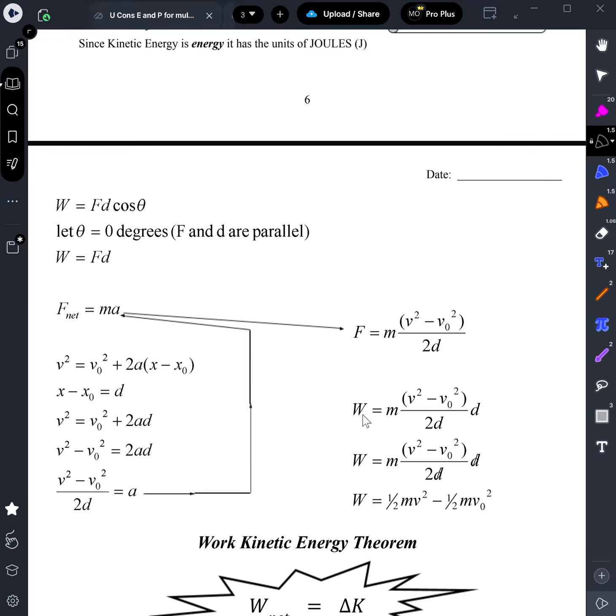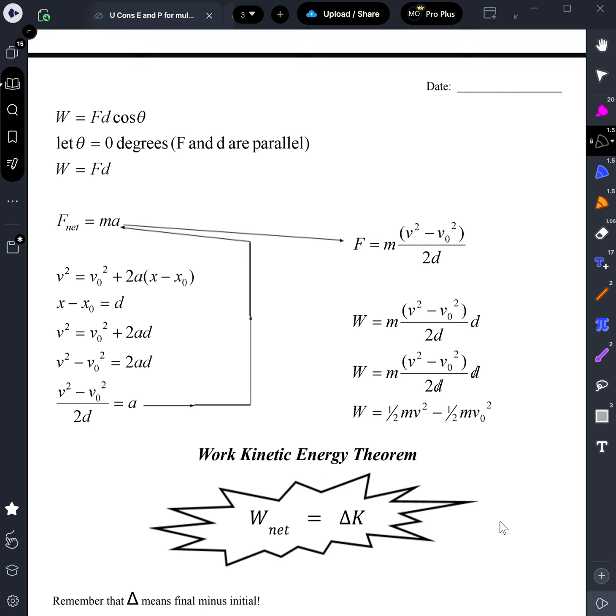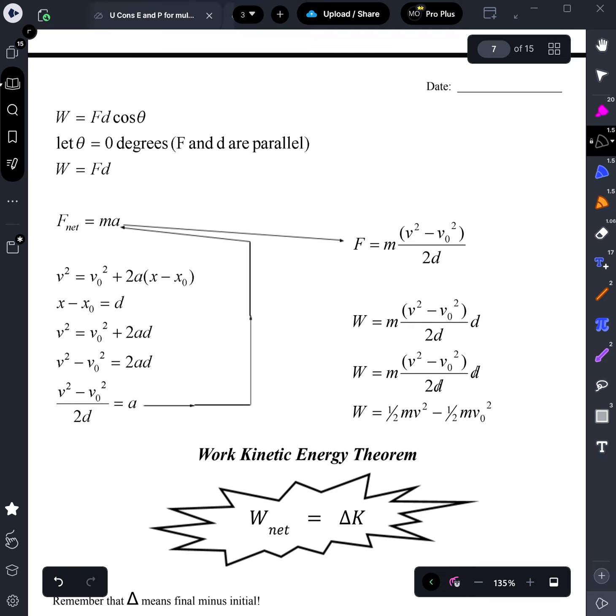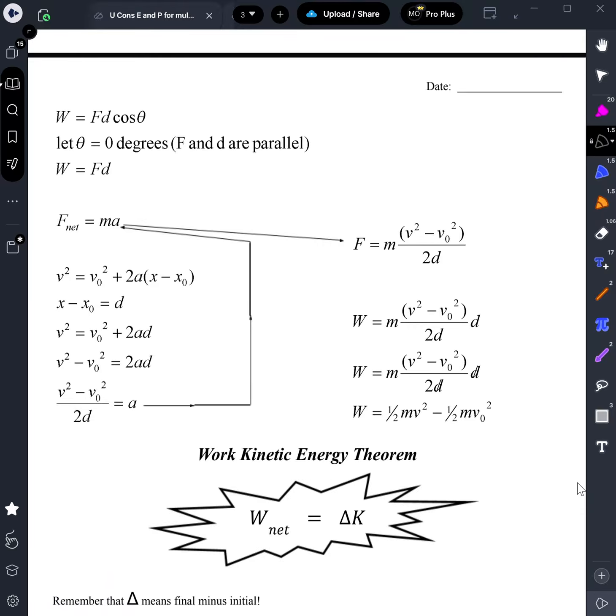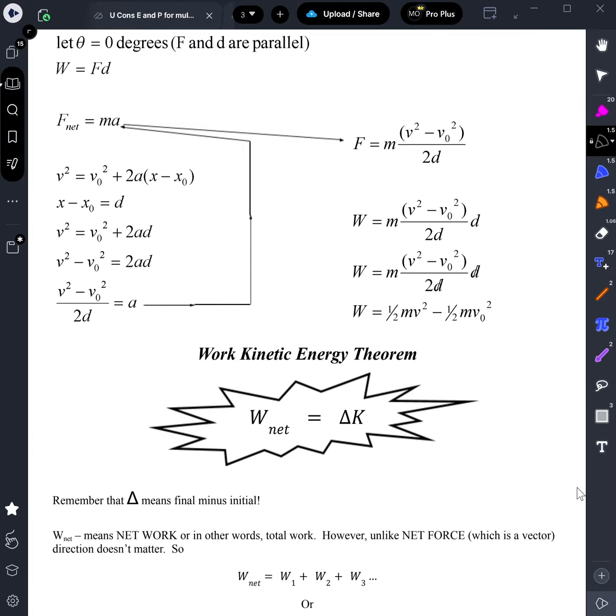And we know that work is equal to the force, or m times the acceleration, times the displacement. Working through that, we can simplify this to work is equal to 1/2 mv final squared minus 1/2 mv initial squared, which leads us to the work kinetic energy theorem. It states that the net work acting on something, keep in mind, net work means the sum of all of the works, is equal to the change in kinetic energy of the object. And please keep in mind that for delta K, we're always going to do final kinetic energy minus initial kinetic energy.